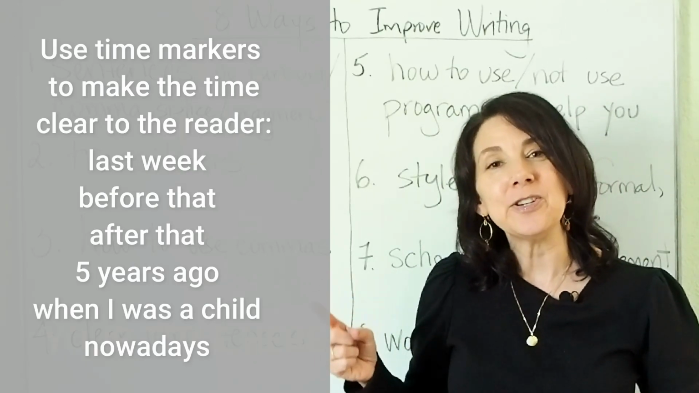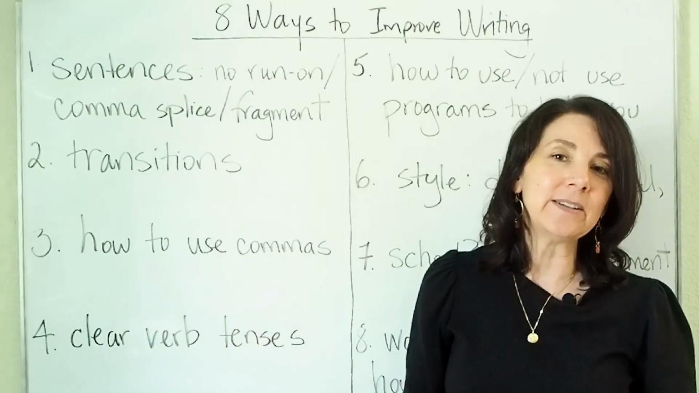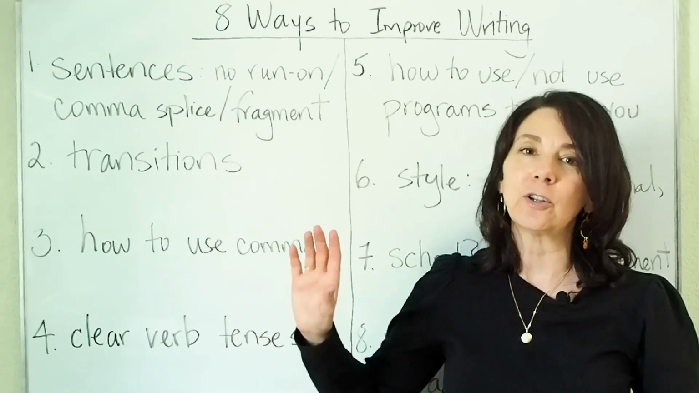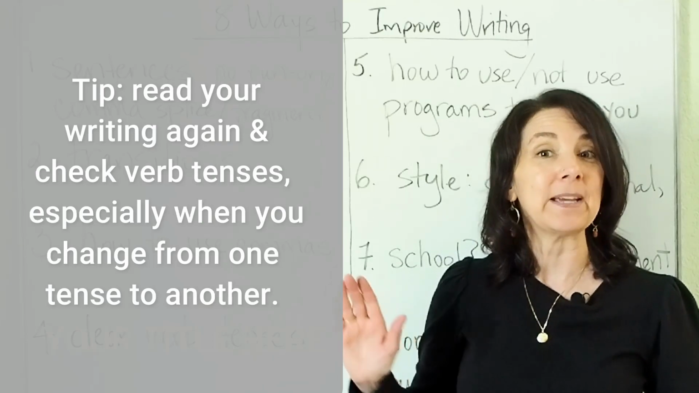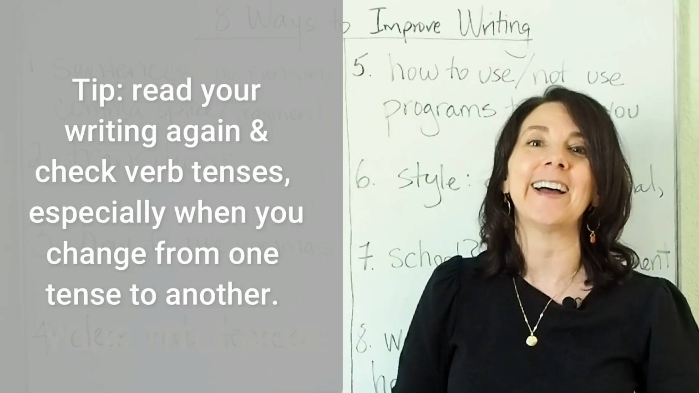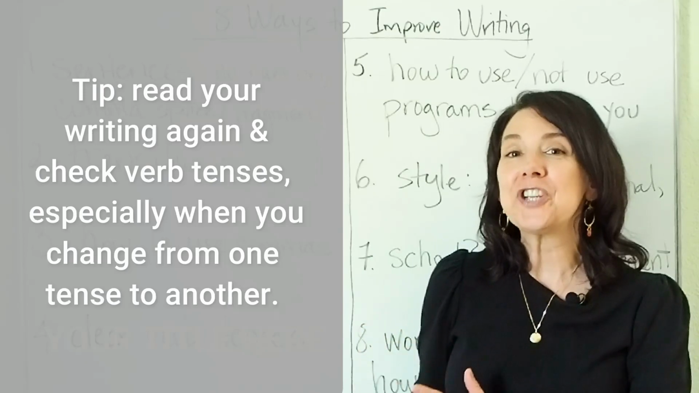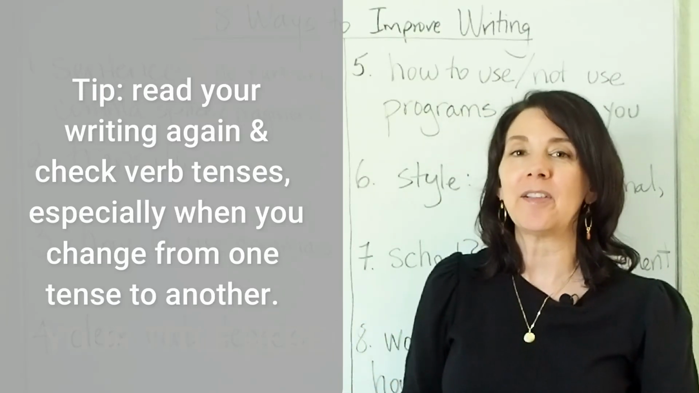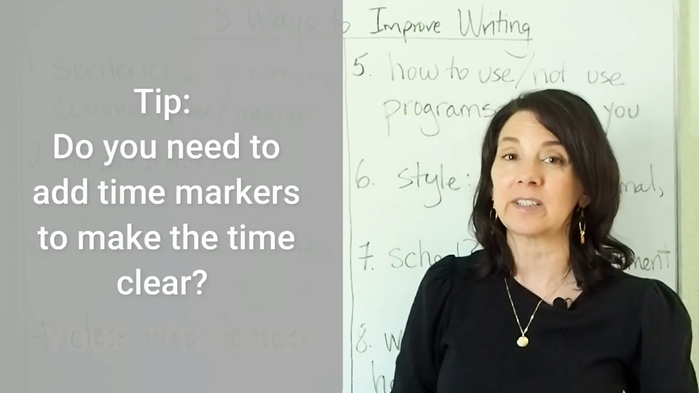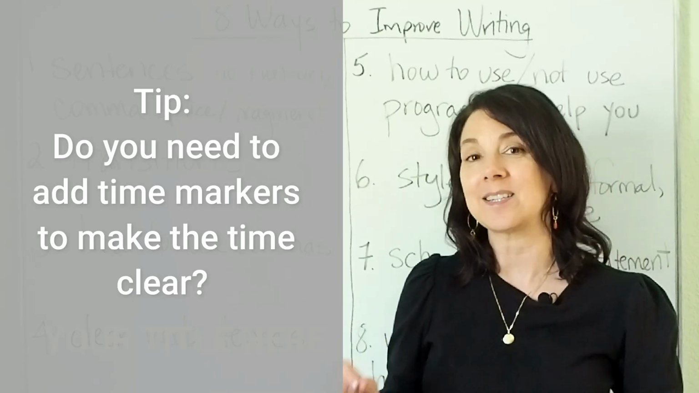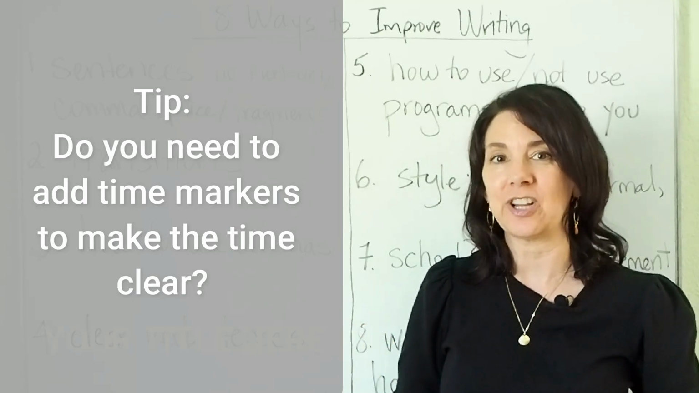And then when you are finished writing, go back and read your writing over again and look only for the verb tenses. Make sure that your verb tenses are clear and consistent. And if you change from one verb tense to another, try to make sure that that change is clear to the reader. You might need to add a time marker to indicate that change.